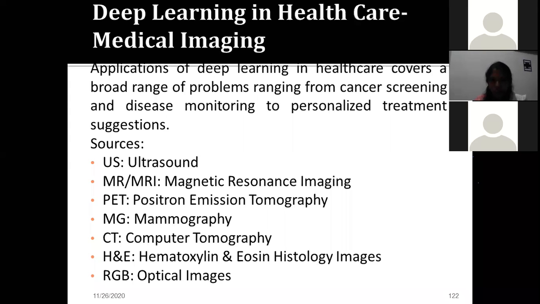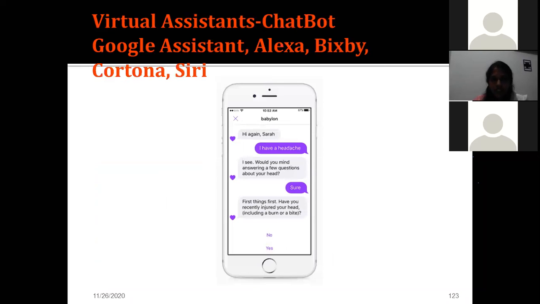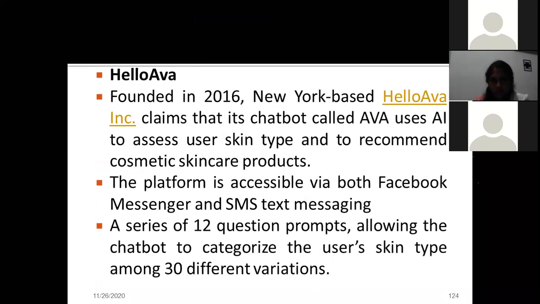Then a few bots, virtual assistants, and chatbots are available. This is one famous app which will predict, based on your skin, which cosmetics would be preferred. A series of questions would be given, and your skin type would be predicted based on the inputs given by the user. The base is deep learning technique.